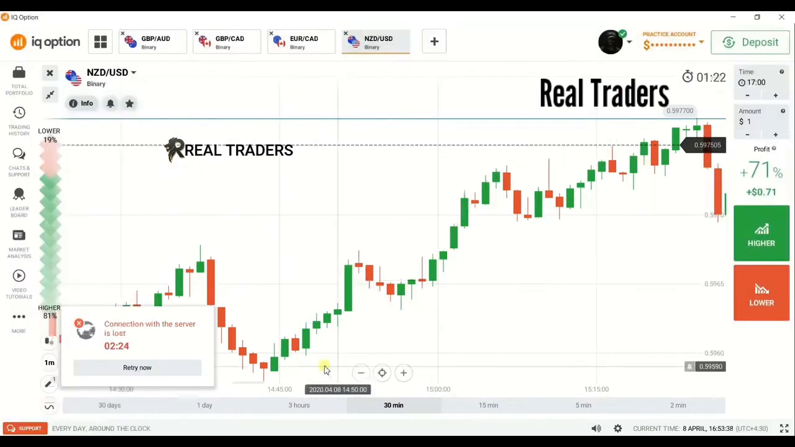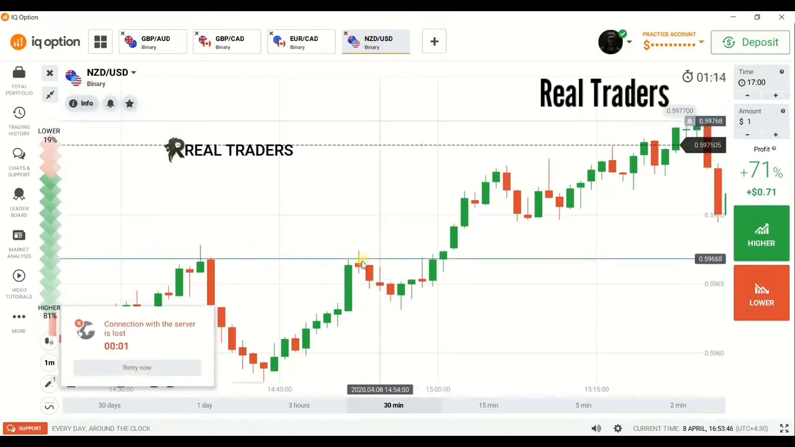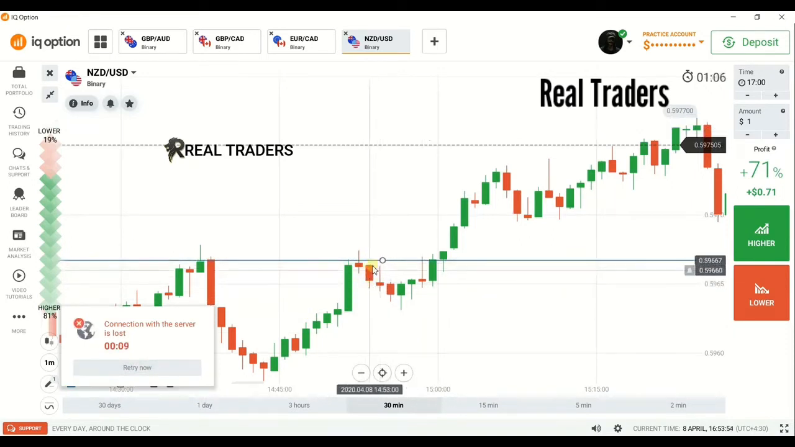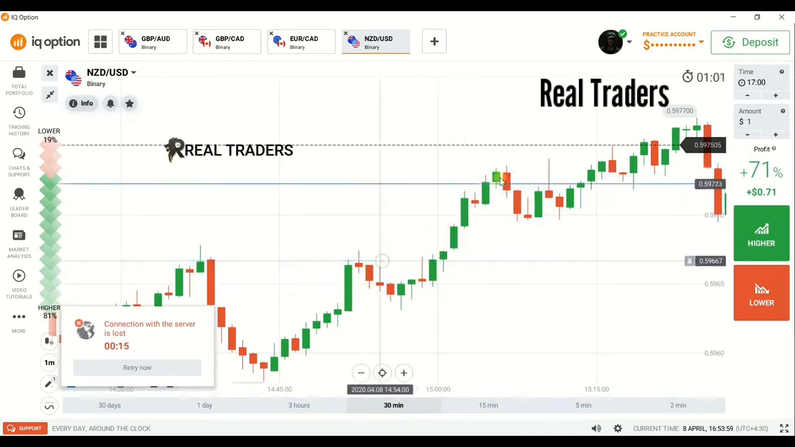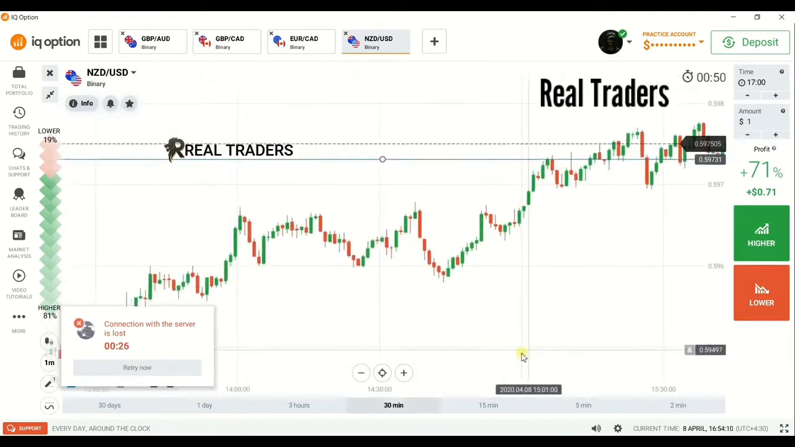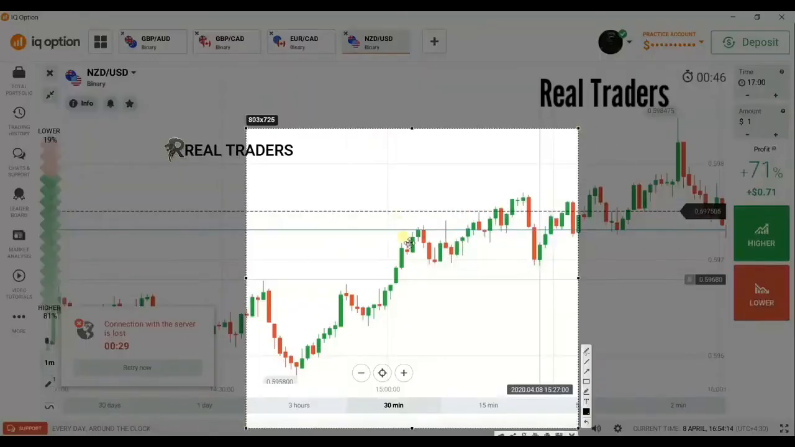Okay, and you can see here we have a resistance. You can see here we have a resistance level, right? And you can see the market didn't respect this resistance and it broke the level. Here we have also a resistance, and you can see the market here didn't respect the level and it broke the level because the market is going up and it is following this pattern.